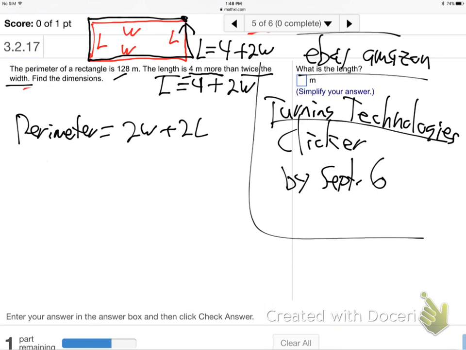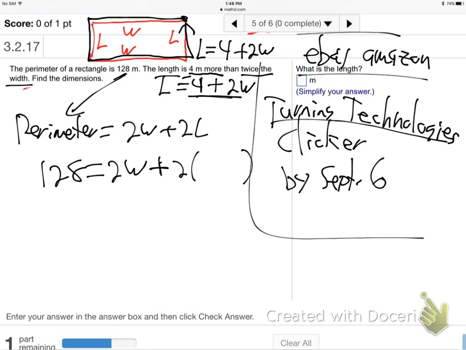Okay. And then I put the 128 in for perimeter. Leave the 2W as 2W, nothing important there. But what am I going to put in the place of L? This right here, because that's what L is. Does everybody see that? L is the same as 4 plus 2W. So I can put in the place of L 4 plus 2W. Is that okay? I just plug into the place of L 4 plus 2W, because L is 4 plus 2W.